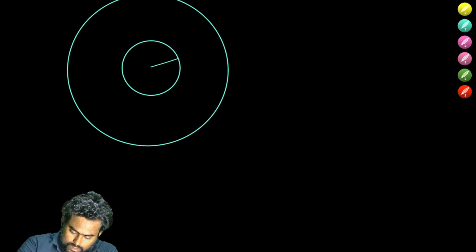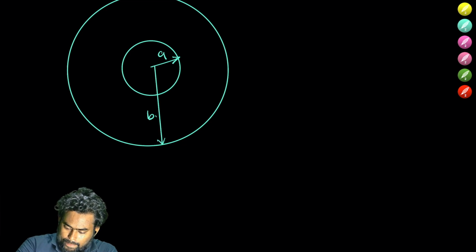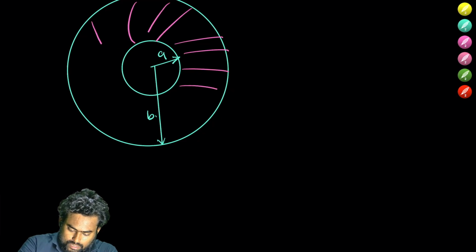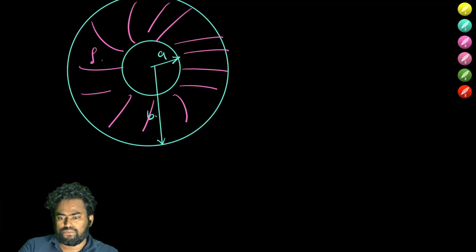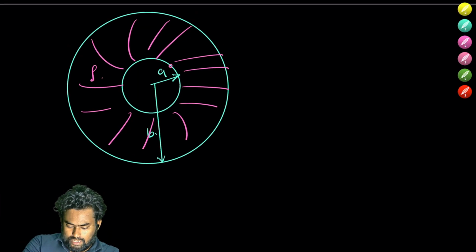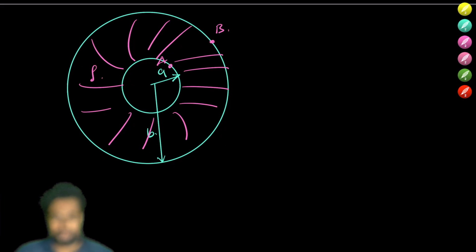Next, suppose we have spheres like this. Sphere A, sphere B, and this medium between them is filled with a material of resistivity rho. If you connect across A and B, what will be the resistance across A and B?